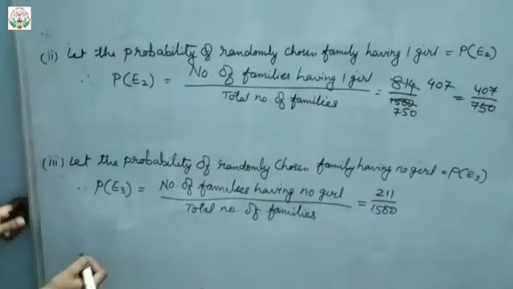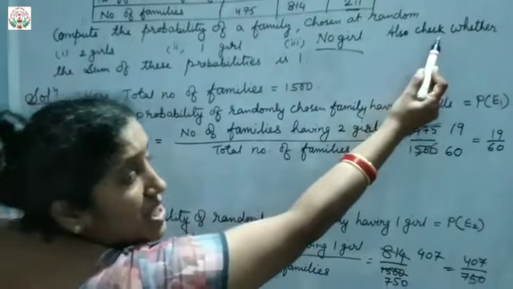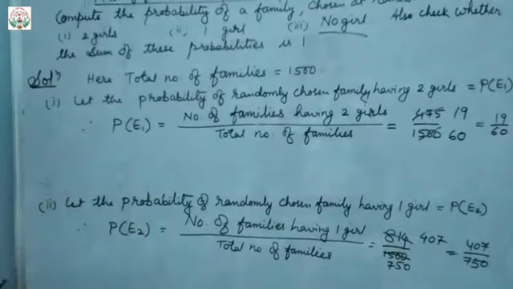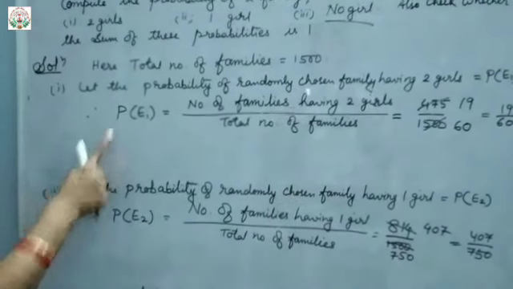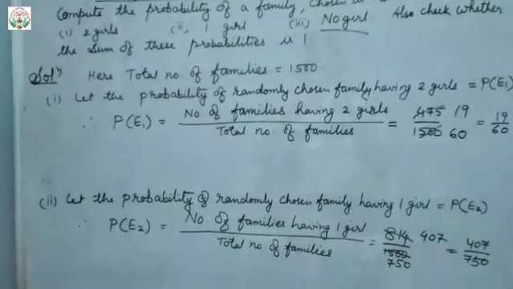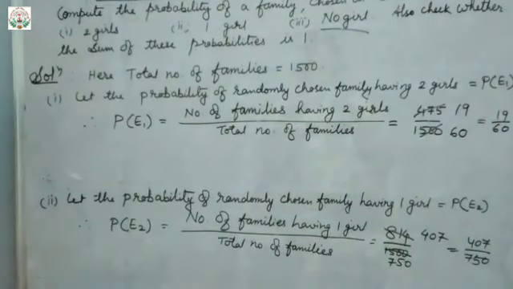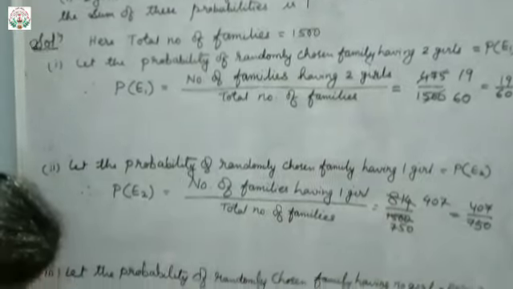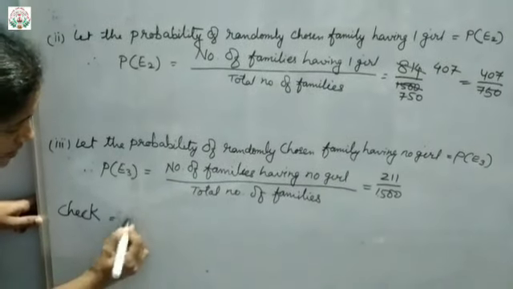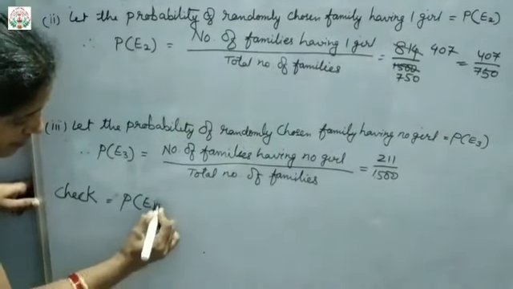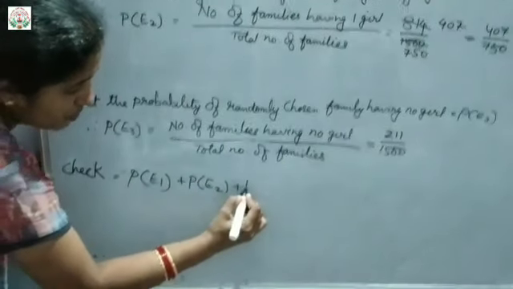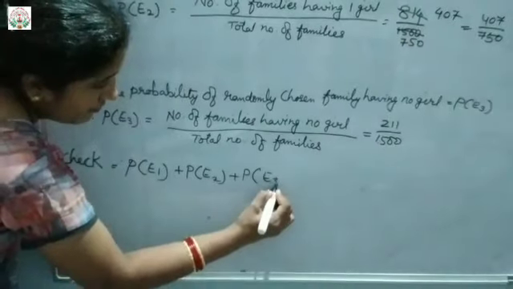Now the check part. In the question it is also given: check whether the sum of these probabilities is 1. So the probabilities of this plus this plus this should come to 1. Check: probability of E1 plus probability of E2 plus probability of E3.